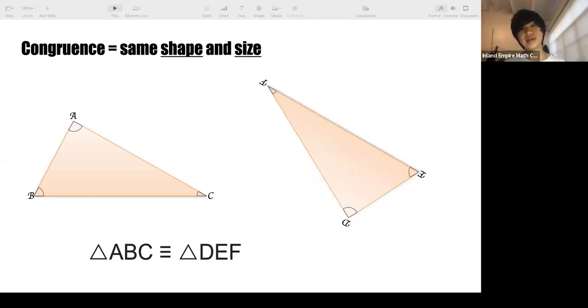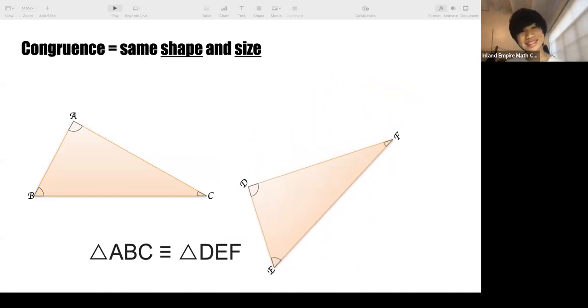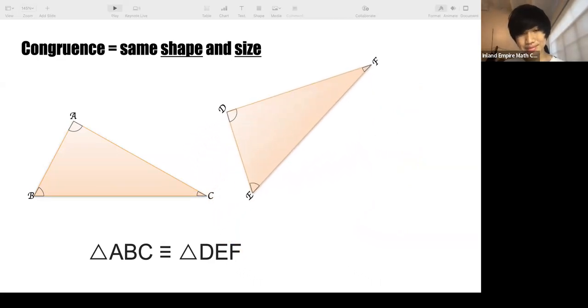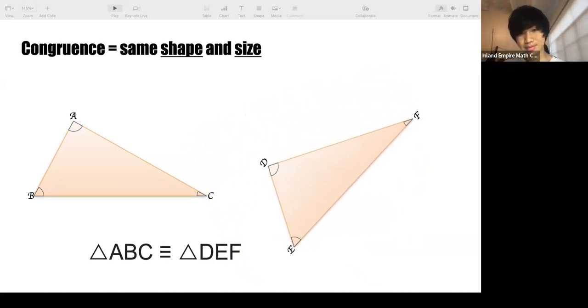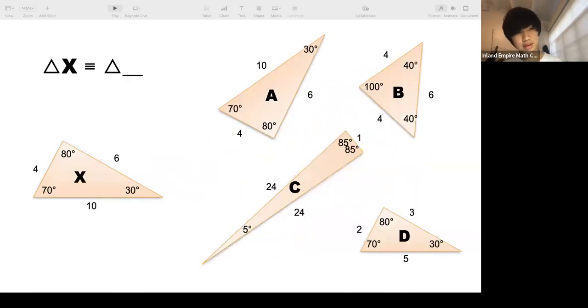You can even flip the triangle and it will still have the same shape and sides. Let's go through this again. Basically a congruent triangle means that they're the same shape and size.